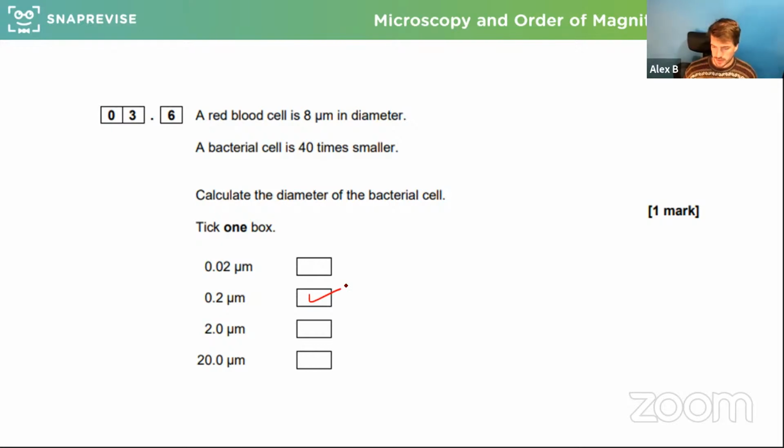0.2 micrometers. So how do we work that out? We just take 8 micrometers, divide by 40 equals 0.2 micrometers. And that's the answer.